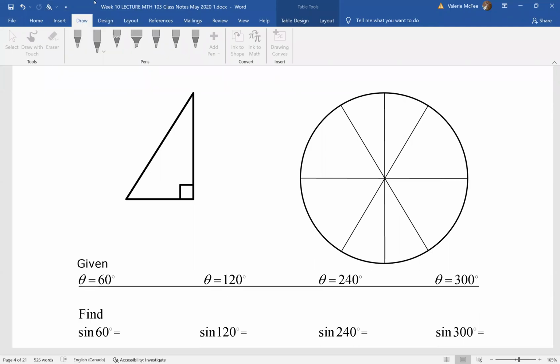Now, when I think about all of those points on the unit circle, it's an awful lot. But if we use the properties of our ratios, we can make that a little simpler. So let's look at this example here using theta equals 60 degrees, 120 degrees, 240, and 300. I hope you recognize that for each of these, theta is going to have a reference angle of 60 degrees.